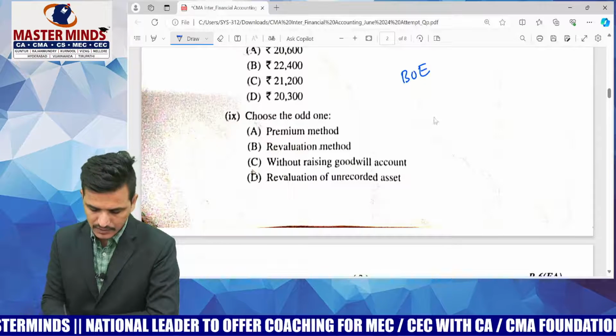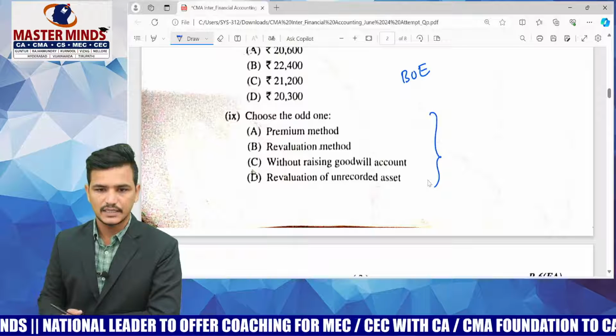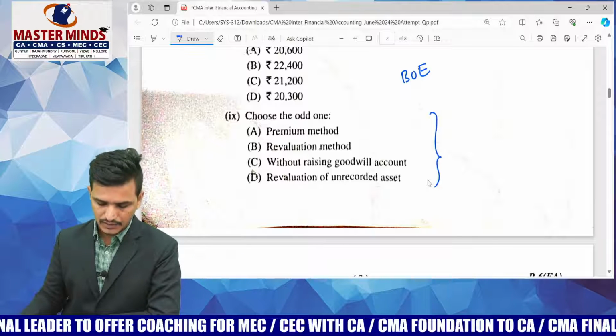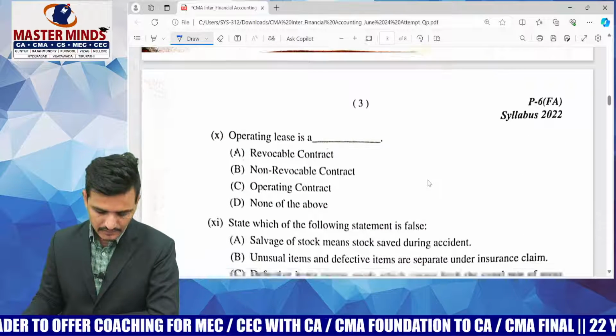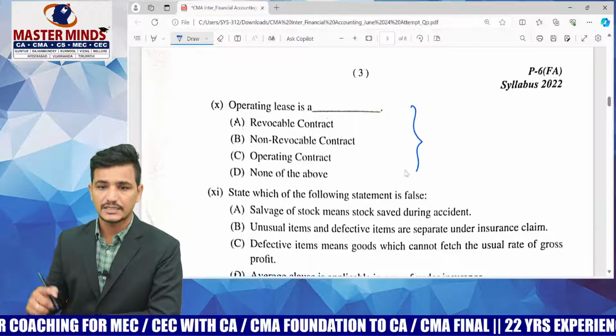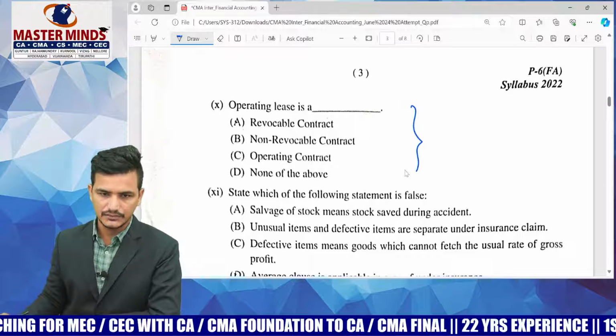And next is a somewhat typical MCQ. Actually, this MCQ was not covered anywhere in the institute sources, so we should answer it carefully. And next, operating lease. This is also an MCQ given directly from the study material.